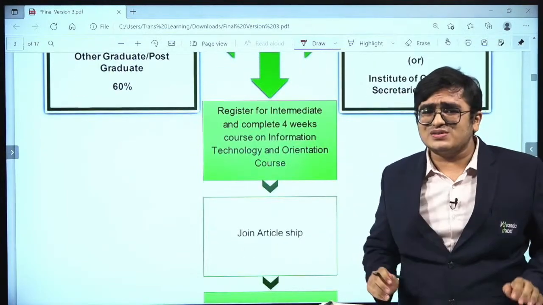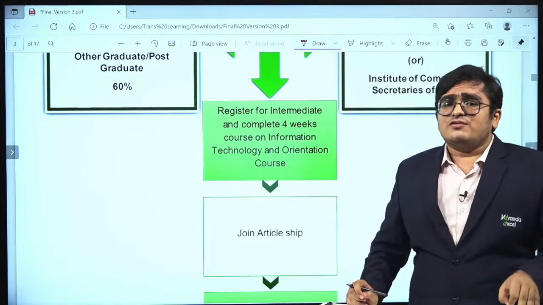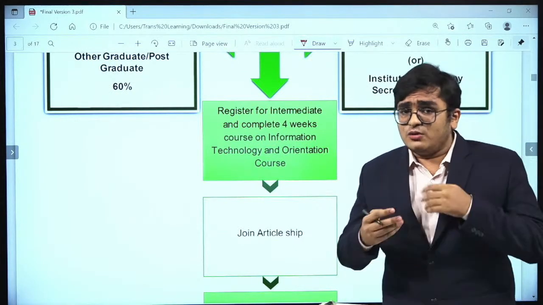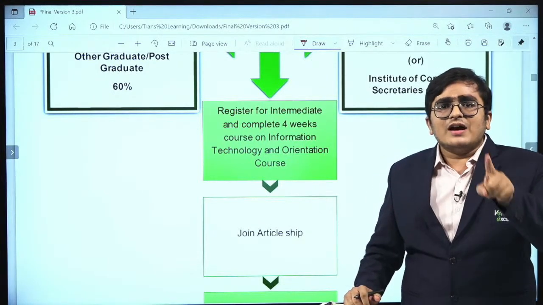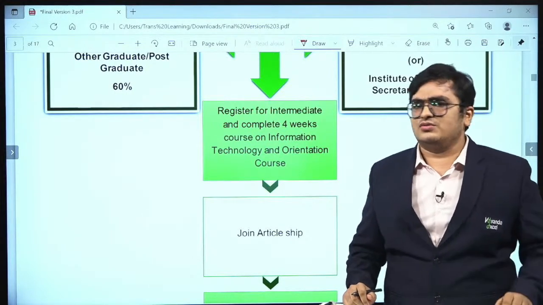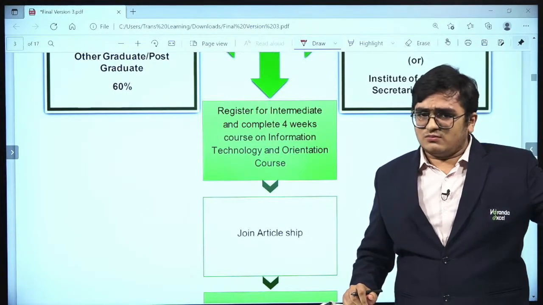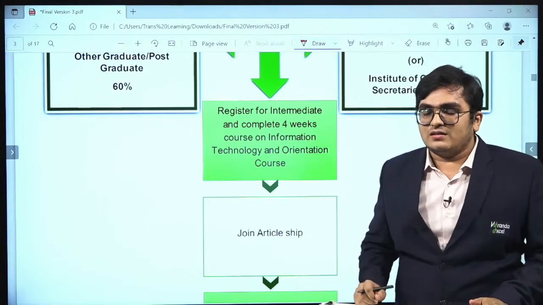Now, how do you get into CA? Let's have a glance at that. You can register for intermediate, but before you write your exams, there's a particular thing you have to do. First, you have to do the 4-week course on information technology and orientation course. What was previously given for intermediate students is the same thing here. You have to do that.